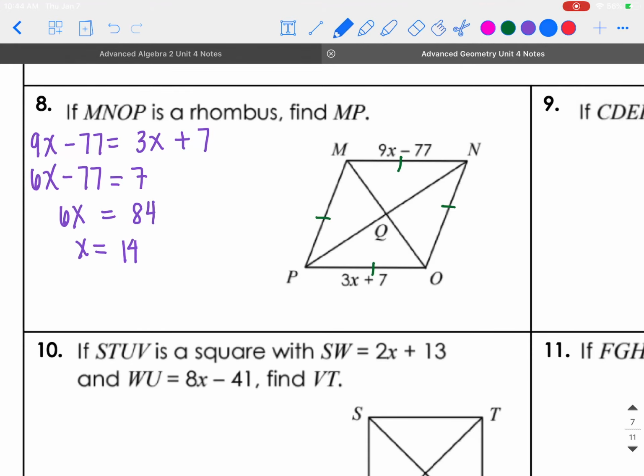Now the question asks for MP, which is one of the sides. So I'm going to take 9 times 14 minus 77. And that gives me 49.